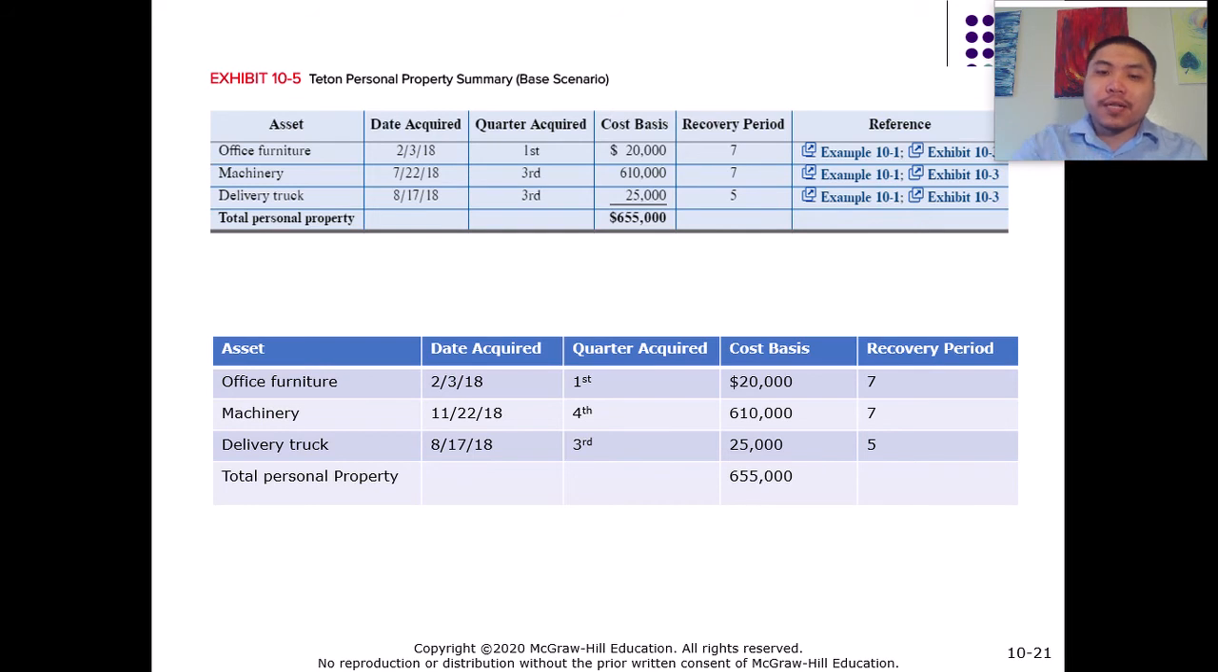And look at this as well: the recovery period. Remember, depending on the type of asset, the recovery period is going to be different, right? Office furniture and machinery have a recovery period of 7 years, but for the delivery truck, the recovery period is 5 years. Now, it's not related to this problem, but I just wanted to show you because we talked about this earlier, right? All right.